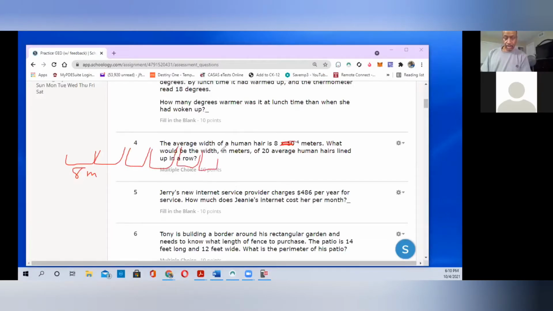So what am I going to do? What operation am I going to do? If one of them is 8 and I need to know the width of 20 of them, what operation am I going to use? Multiplication. Multiplication. So you change it to a whole number just to make the problem easier so you know what operation to use. But then what you do is you use your calculator.